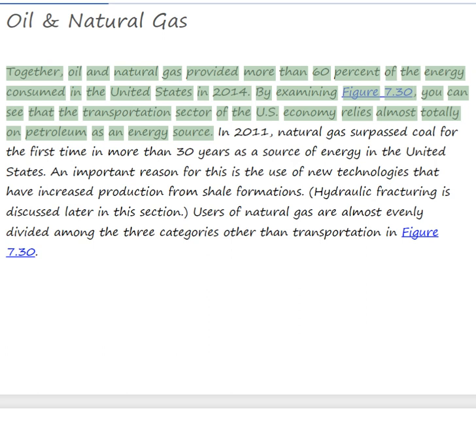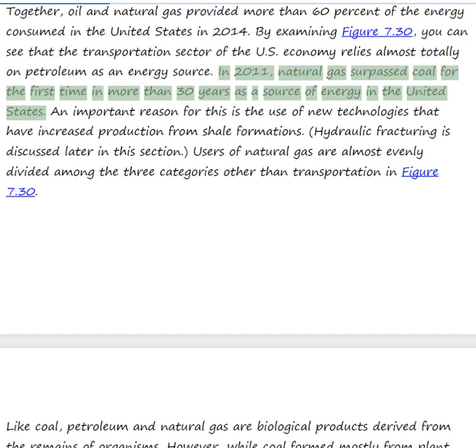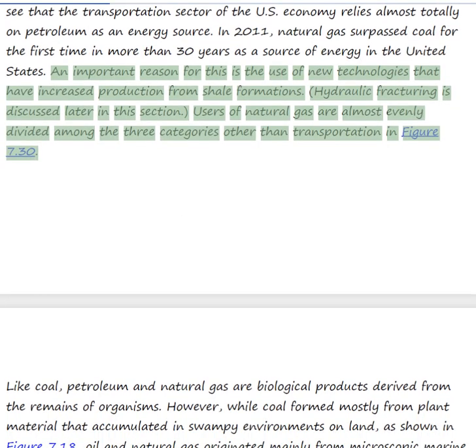By examining Figure 7.30, you can see that the transportation sector of the U.S. economy relies almost totally on petroleum as an energy source. In 2011, natural gas surpassed coal for the first time in more than 30 years as a source of energy in the United States. An important reason for this is the use of new technologies that have increased production from shale formations. Users of natural gas are almost evenly divided among the 3 categories other than transportation in Figure 7.30.